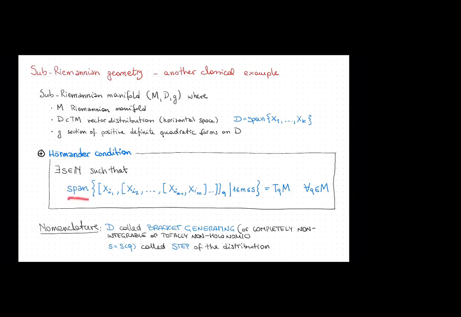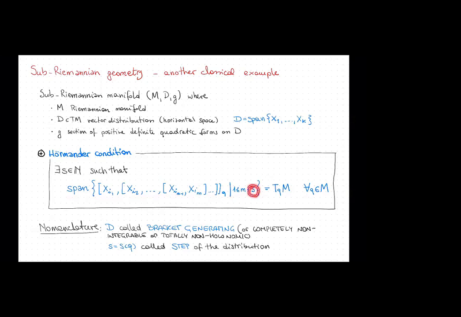A distribution that satisfies the Riemannian condition is usually called bracket generating, but you can find completely non-integrable, totally non-holonomic, Lie complete, I think. I've seen 4 or 5 names for this going around. But what it tells you is that if I take my distribution and I take a lot of commutators of my distribution, I just need a finite amount of them and I can reconstruct the whole tangent space, which means I can achieve any direction.